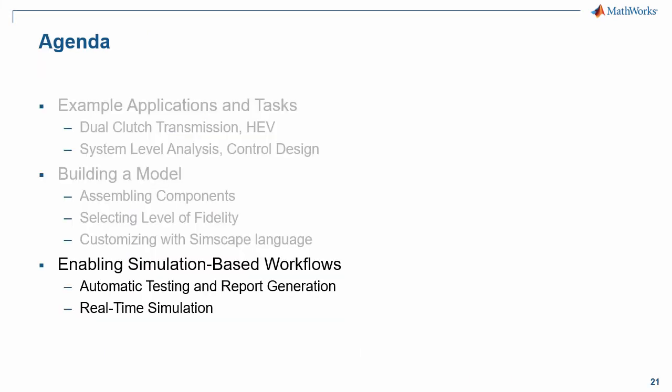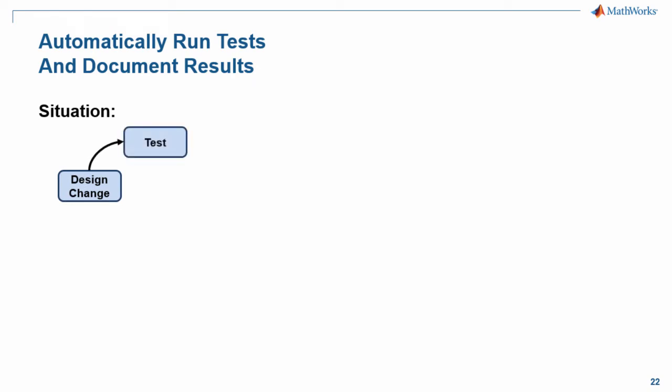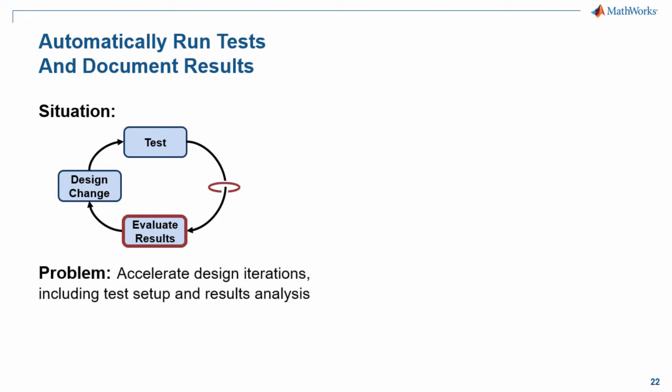Now that we have seen how to build and customize Simscape Driveline models, we will see how Simscape Driveline enables simulation-based workflows. In this demonstration, we're going to show how you can automatically run tests on your vehicle powertrain and document the results. Developing a vehicle powertrain can involve iteration, where you come up with a design change, test that change, evaluate the results of those tests, and come up with a new change. The step where you run the test and evaluate the results can require a lot of time. We would like to accelerate that step.